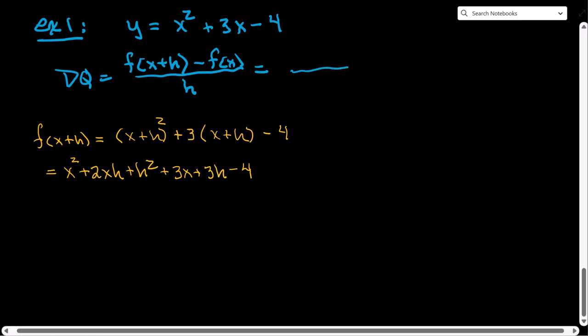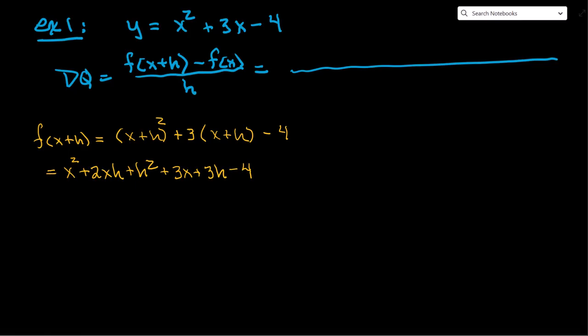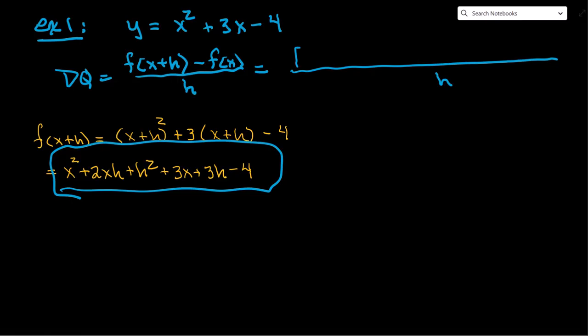I'm going to set up my difference quotient. I'm going to put my h here. Now, when we insert our f of x plus h, it's this whole thing. That whole thing is going to go in for f of x plus h. So it's going to be x squared plus 2xh plus h squared plus 3x plus 3h minus 4.